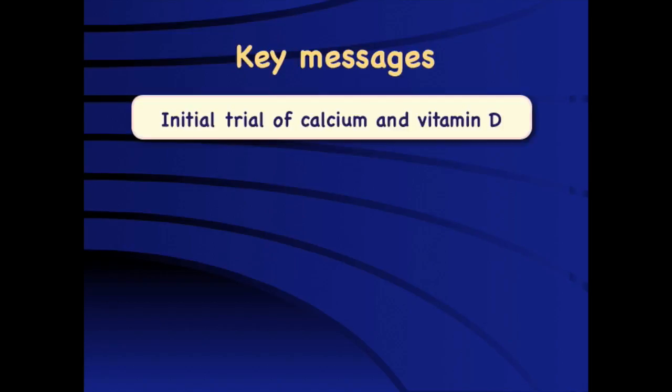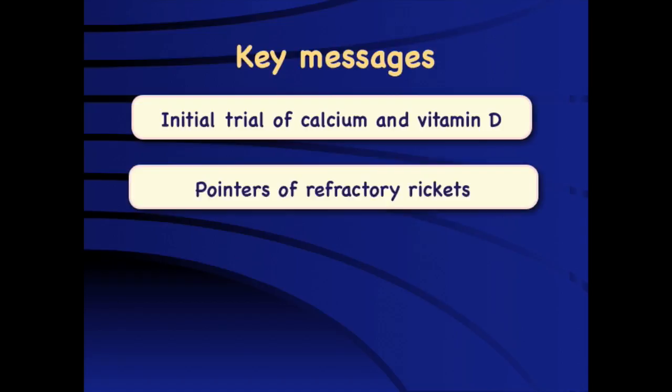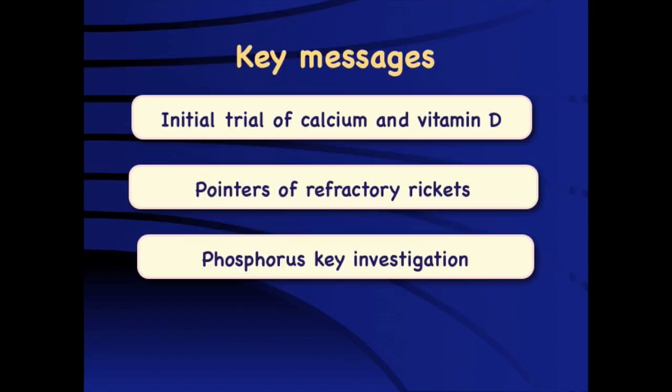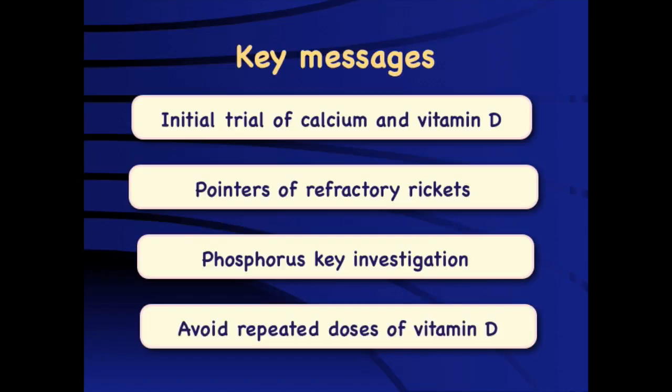So the key points to remember in a child who has rickets is that we should always give a trial of calcium and vitamin D before doing extensive workup, but still keep an eye on the pointers of refractory rickets. So if you have a child who has very early onset rickets, has fractures, hypocalcemia, or has severe failure to thrive, think of a possibility of refractory rickets. Phosphorus is the most important investigation, with high phosphorus indicating renal failure. And don't give multiple doses of vitamin D if a child is not responding to 2 courses. One needs to evaluate for the possibility of refractory rickets.